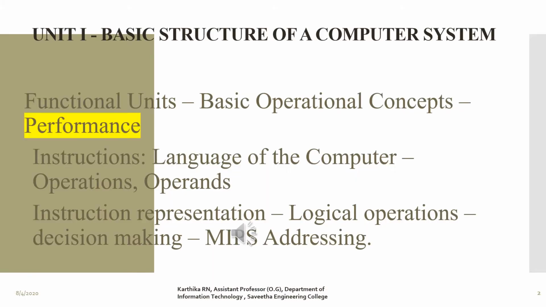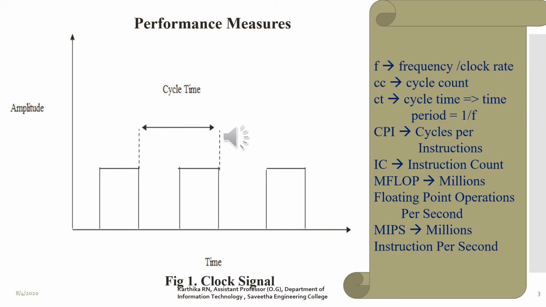19CS305. The second slide is your Unit 1, Basic Structure of a Computer System. Today we are going to see the performance measure of the system. The performance measure is highlighted. The topic to be taken today is highlighted in yellow color. Hello guys, today's session is about performance measure of the system. We'll be dealing with different terminologies, so let us first get introduced with those terminologies.